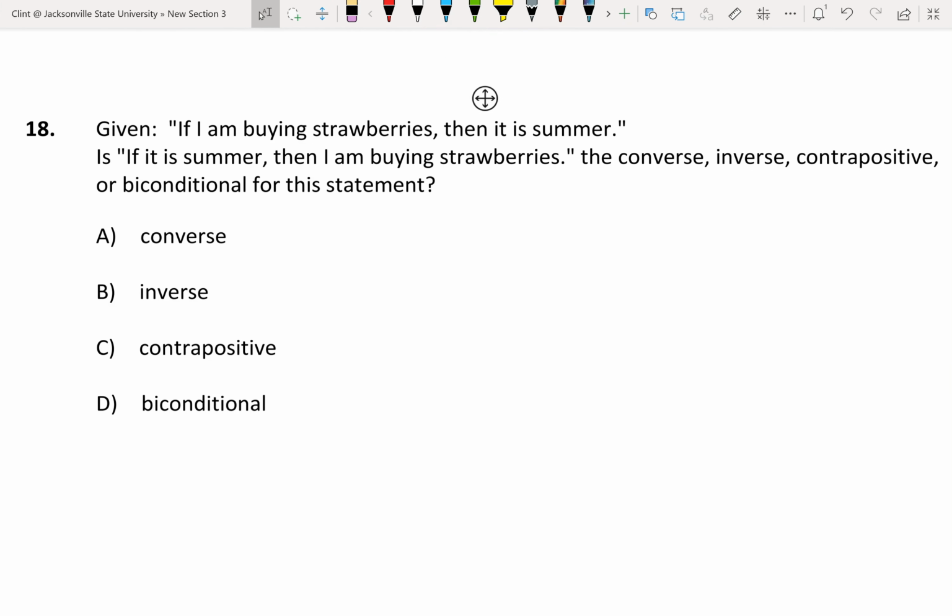Given the statement, if I'm buying strawberries, then it is summer. Is if it is summer, then I am buying strawberries the converse, inverse, contrapositive, or biconditional for this statement? So what's happened on this one? We've just switched the order, right? Instead of starting with I'm buying strawberries, we end with that. And instead of ending with it is summer, we start with it, right? So we have gone from if P, then Q to if Q, then P. Okay, so we've switched the order.